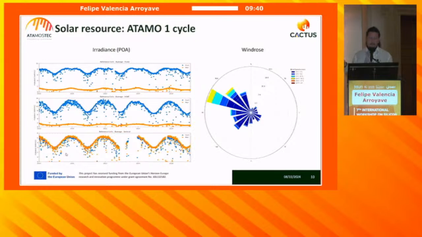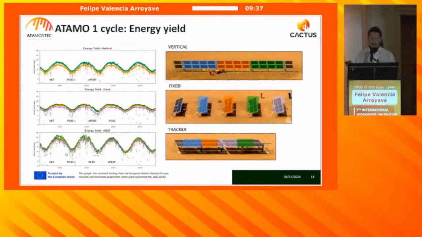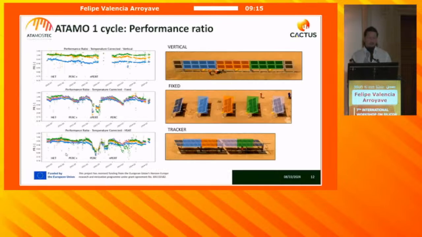Given this information, you can see that in this case, depending on the structure, there are some technologies that perform better than other ones. But from the energy yield point of view, almost all of the testing technologies are pretty much the same. But when you look at the performance ratio, things change a bit. Actually, the heterojunction technologies perform a little bit lower than the other ones.